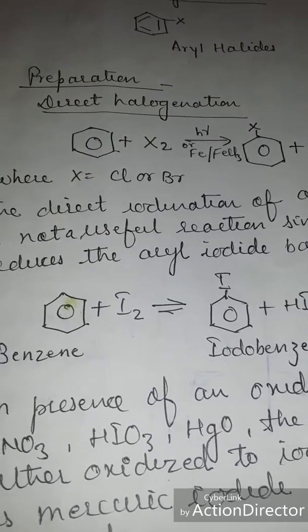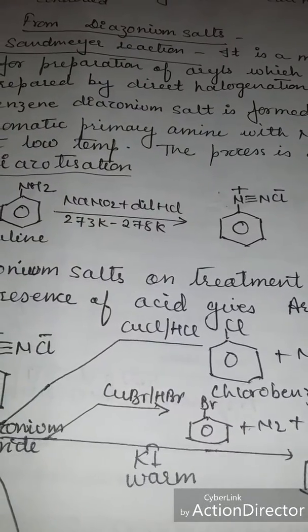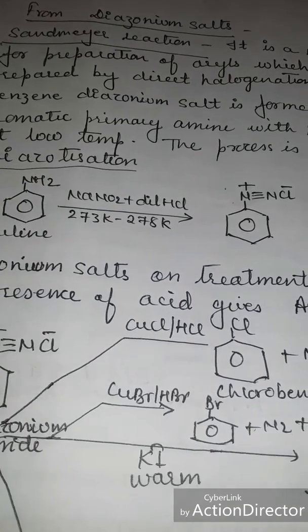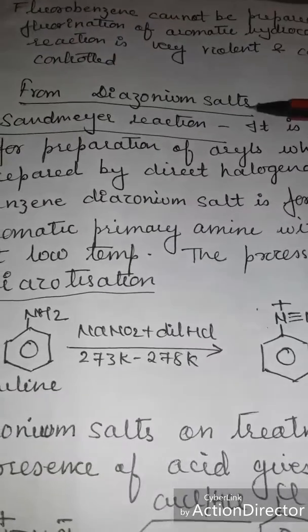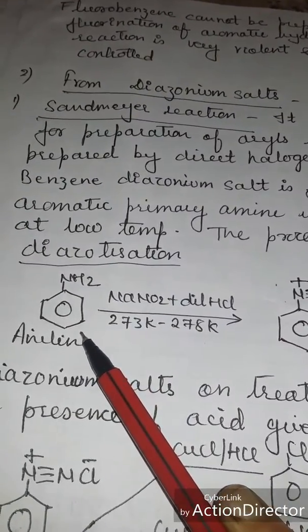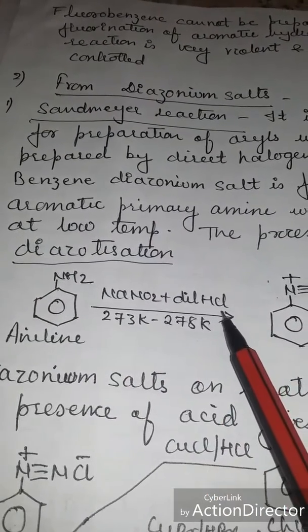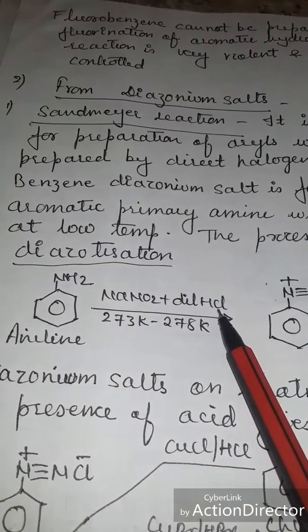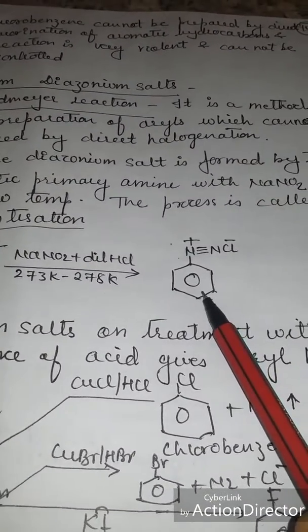Fluorobenzene cannot be prepared by direct fluorination of aromatic hydrocarbons, as it is a very violent reaction and it cannot be controlled. Now from diazonium salt also you can prepare. For that, first you have to do diazotization, in which you take a primary amine like aniline and react it with NaNO2 in presence of dilute HCl at low temperature. So it will give you a diazonium salt.